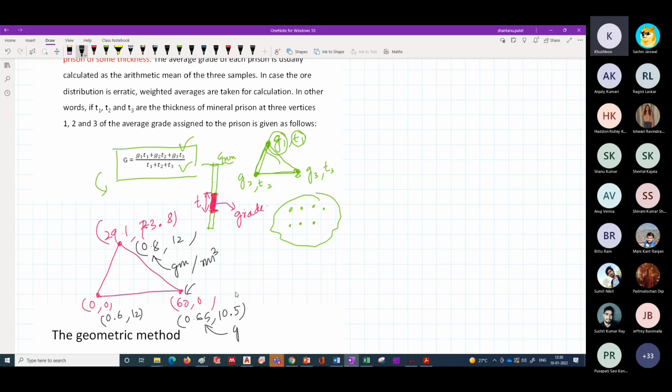This is a triangle. Can we just calculate half base into height? Okay, the coordinates are given, so the triangle's shape is also given. So that thickness should be averaged out, for the multiplication with the area, then finally with the grade. Yes, yes.